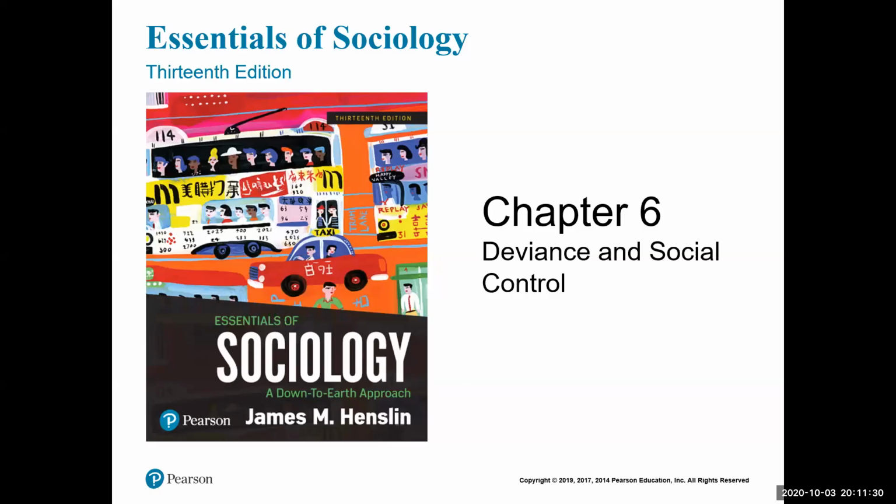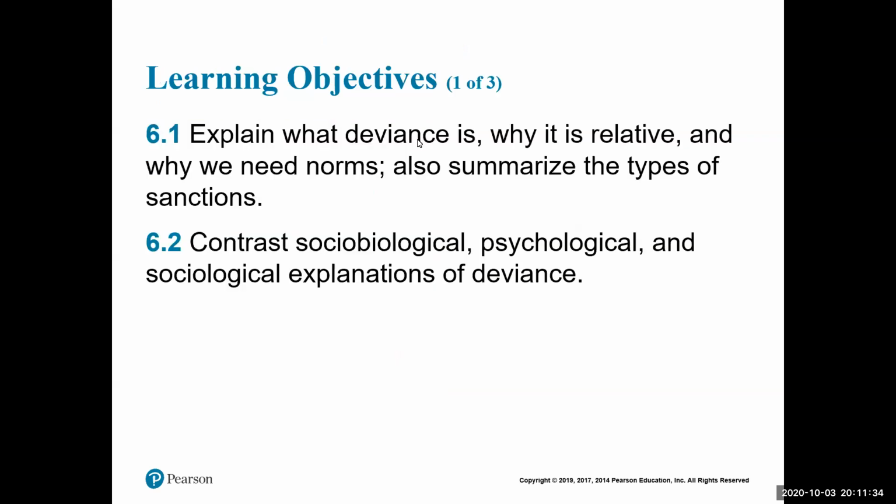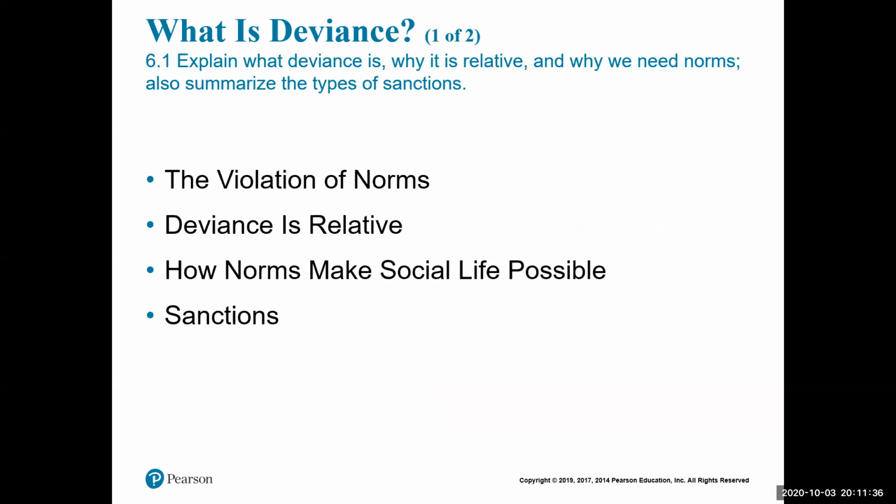Chapter 6 is in regards to deviance and social control. When we're looking at deviance, what is deviance? What is it? What's the cause of it? Why do we do it? When we're looking at deviance, it's basically the violations of norms or rules or expectations.